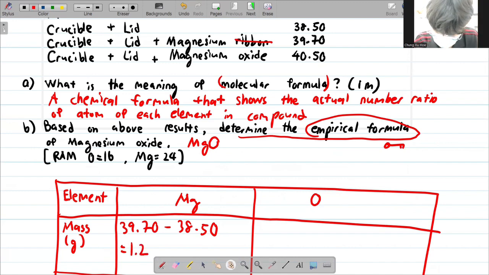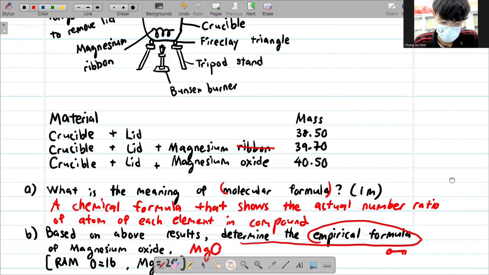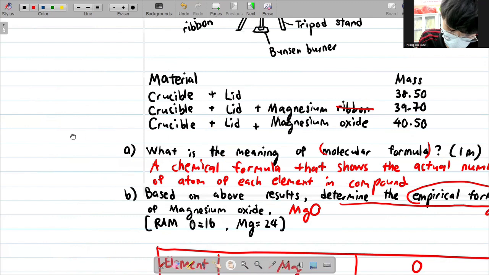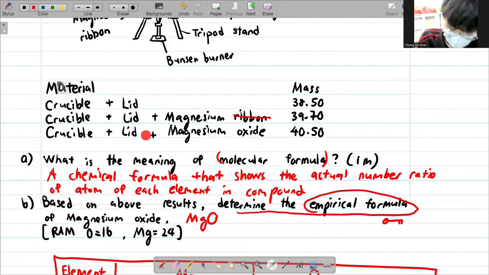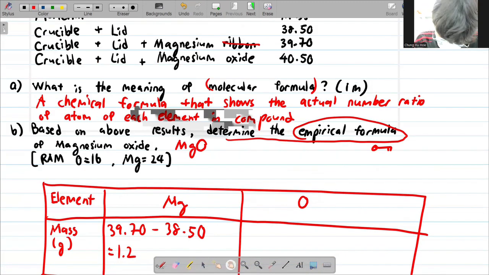Now, for our oxygen, same thing. Refer back to the question. See, crucible and lid, I cut it off together, and magnesium oxide. See the difference? Magnesium, but for the last one there is an oxide behind. So by taking 40.50, as you can see it's heavier, minus your 39.70, you get your oxygen. Because you cut off your crucible, lid and magnesium together, what's left is your oxygen. So again, cut and paste.